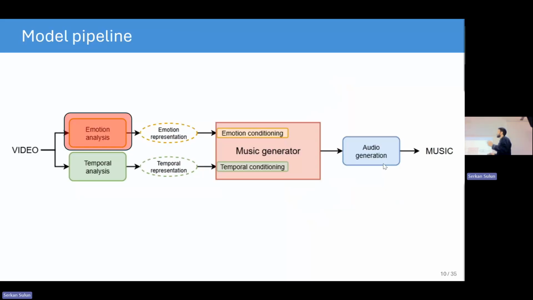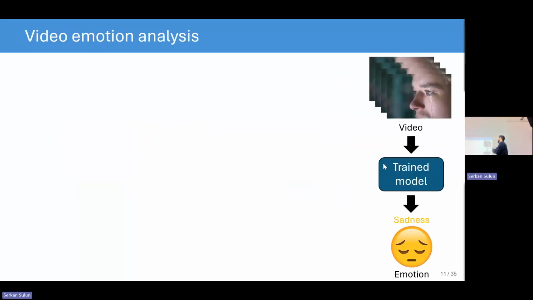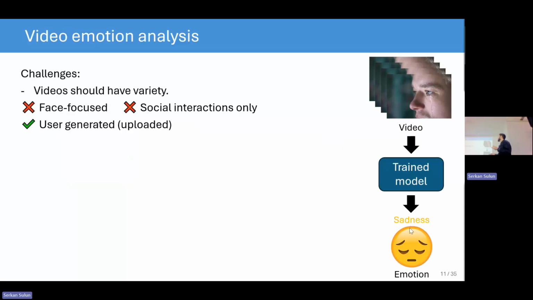First, we do emotion analysis from video. What we would like to have is a model. This is a very simplified version. We have a video, input frames, and audio going into a trained model, and the trained model will say this is a sad video. It will give the emotion. Here there are some challenges.